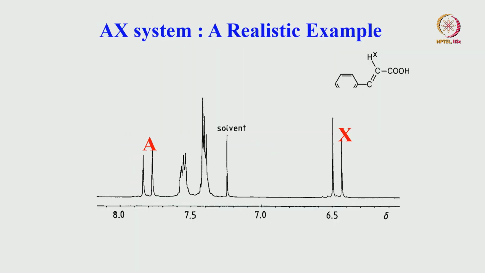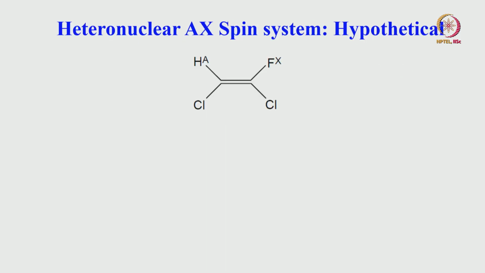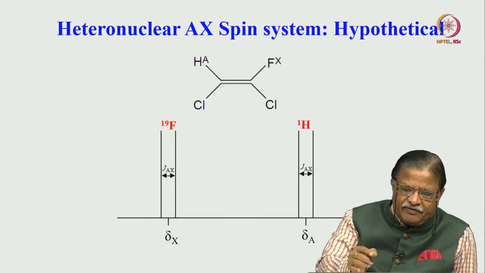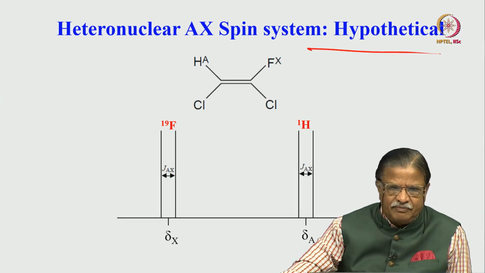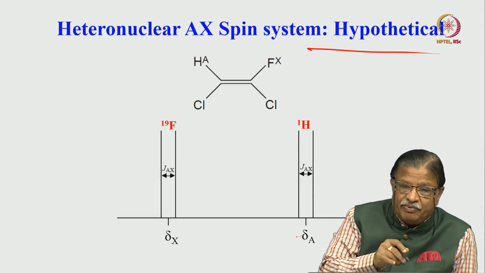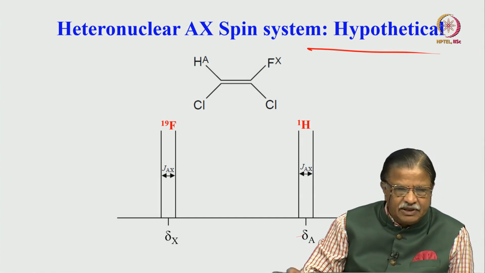A realistic example is like this, where a molecule like this is there, and you can see 2 transitions here for X and A. In principle, they are not of equal intensity. In principle, they have to be of equal intensity. I consider a hypothetical example of an AX case for a heteronuclear spin. Here, proton and fluorine are taken into account. Mind you, proton and fluorine peaks will not come at the same frequency. They come at different frequencies, that we know.